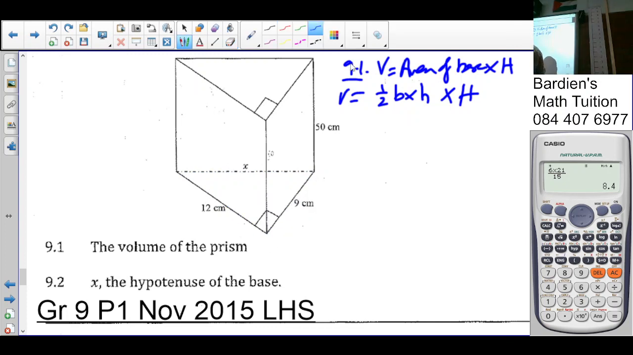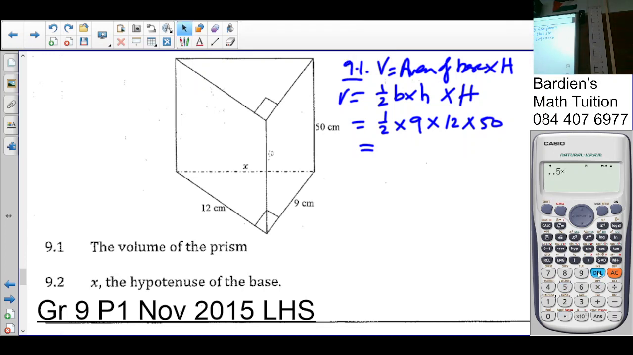So that is simply going to give us half, my base is 12, times my height is 9, times the depth of the object, 50. Okay, I'm not going to do that in my head. This will be half times 9 times 12 times 50. It's 2,700, is that correct? Yes. 2,700 centimeters cubed.